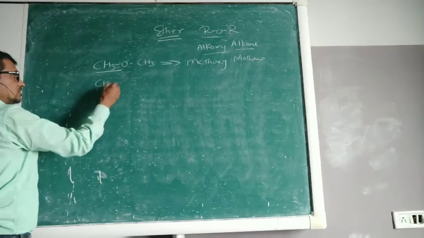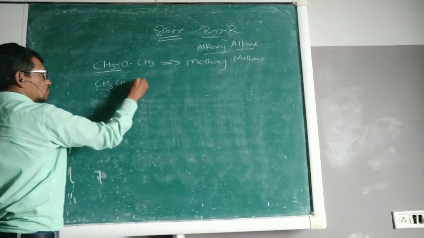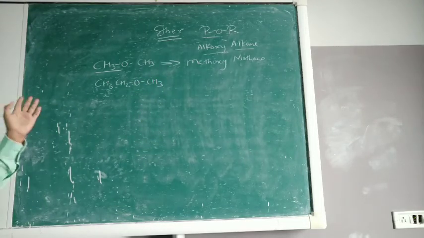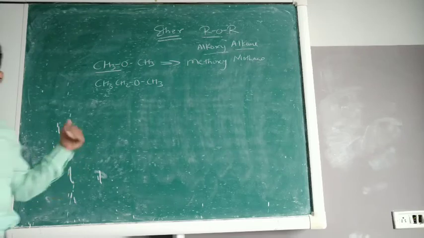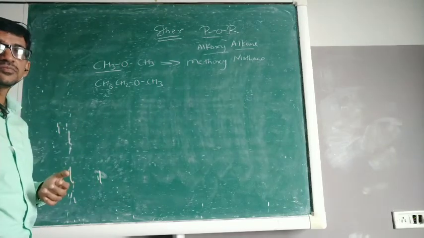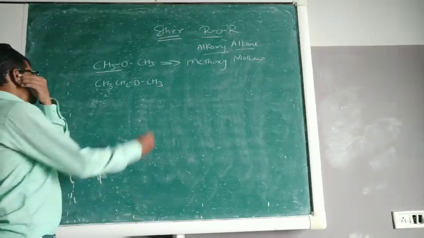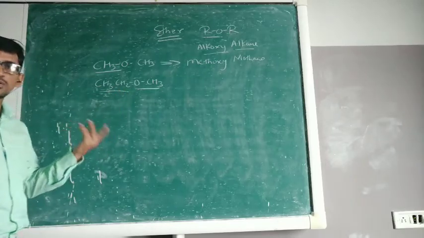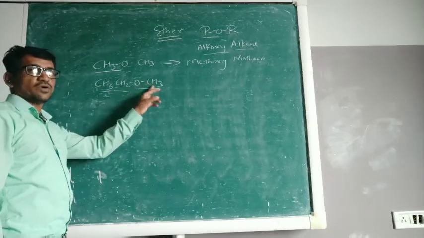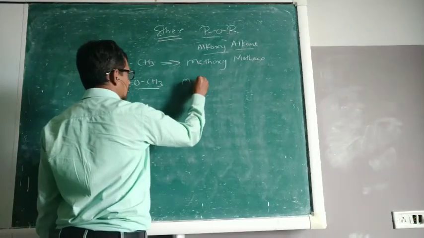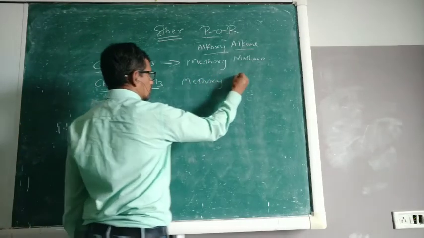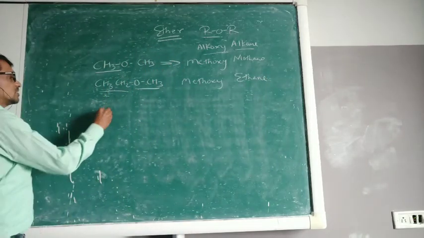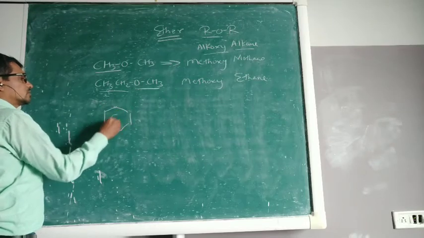Second, CH3CH2OCH3. Now here you can see on left hand side 2 carbon is there. On right hand side 1 carbon is there. Middle oxygen. So less carbon you mix with oxygen and main name is the alkane having more carbon. So name of the compound is 1 carbon oxygen, so it is methoxy. Okay, methoxyethane. Ethane means what? 2 carbon.